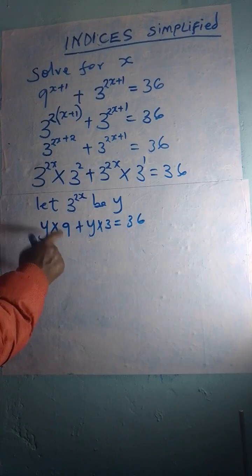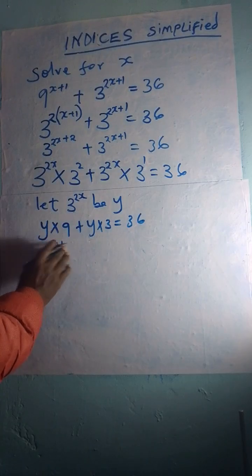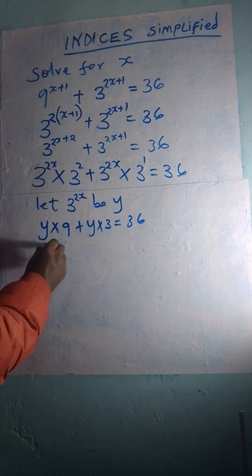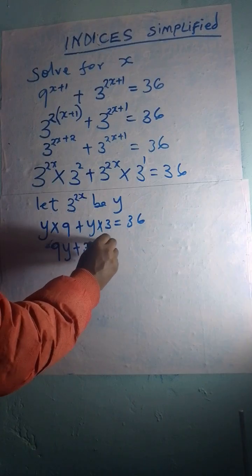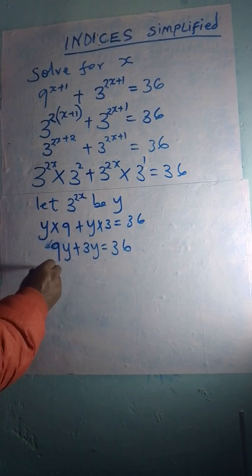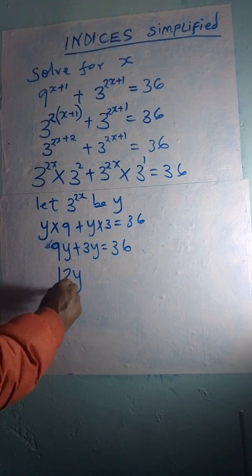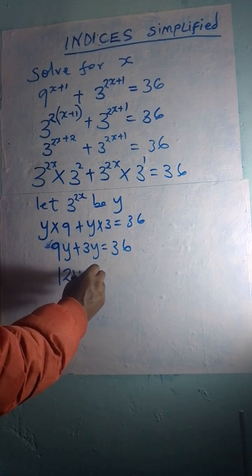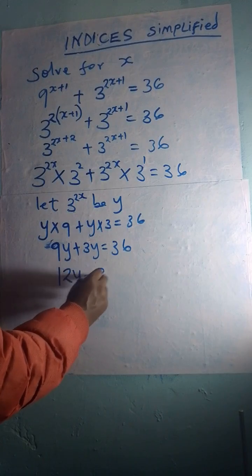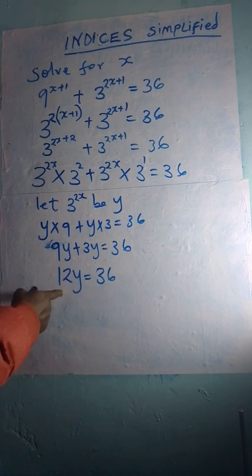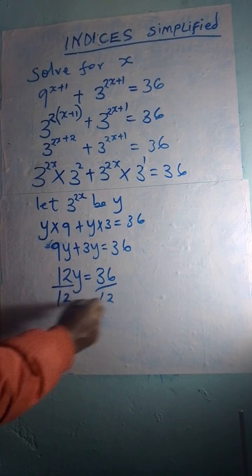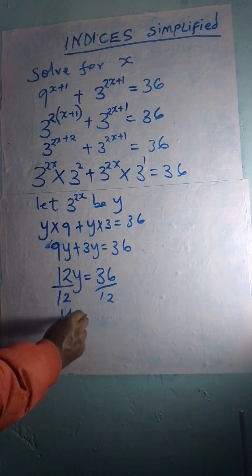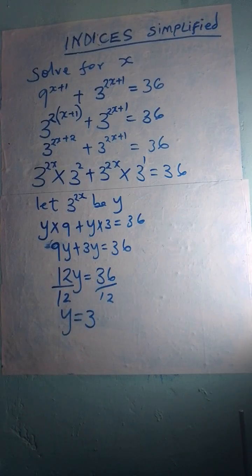Now this is 9y. 9y plus 3y is equal to 36. Therefore 12y is equal to 36. Now here we can get the value of y. Divided by 12, divided by 12. y is equal to 3, right?